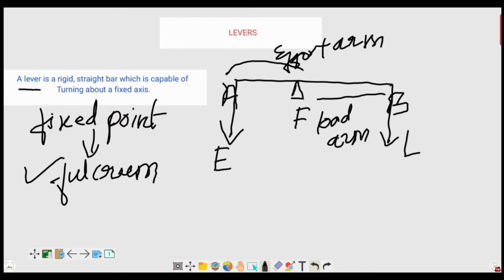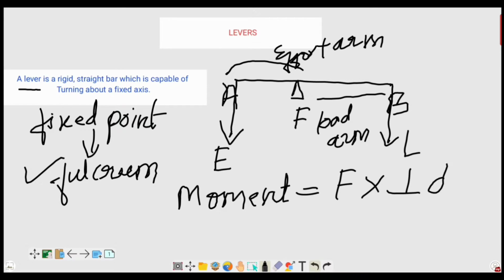Now, a lever works on the principle of moment. Already in the fourth topic you have done, what is moment? Yes, it is force into perpendicular distance. Now let's discuss the MA based on this moment of the lever.